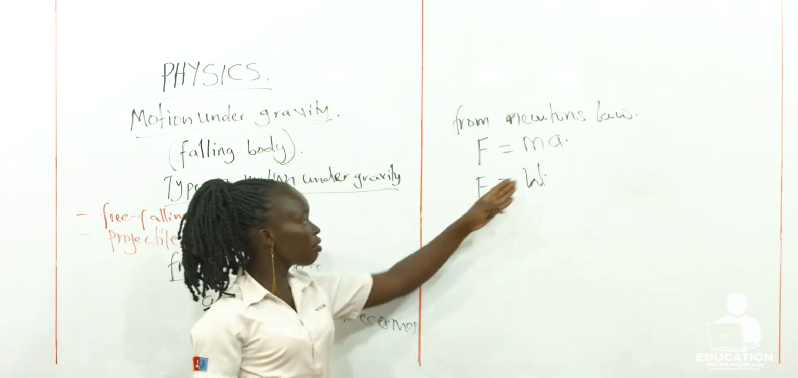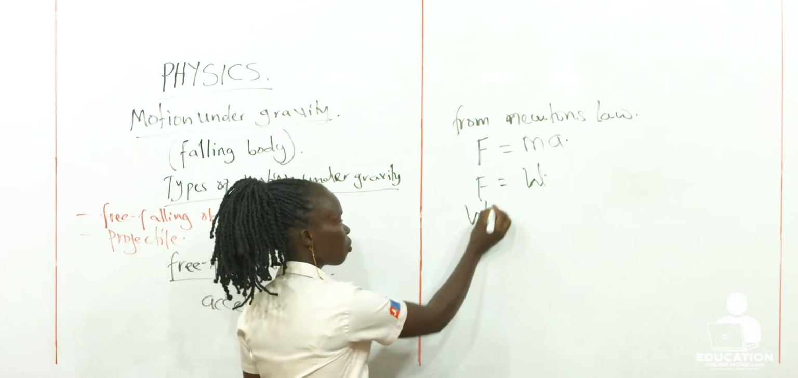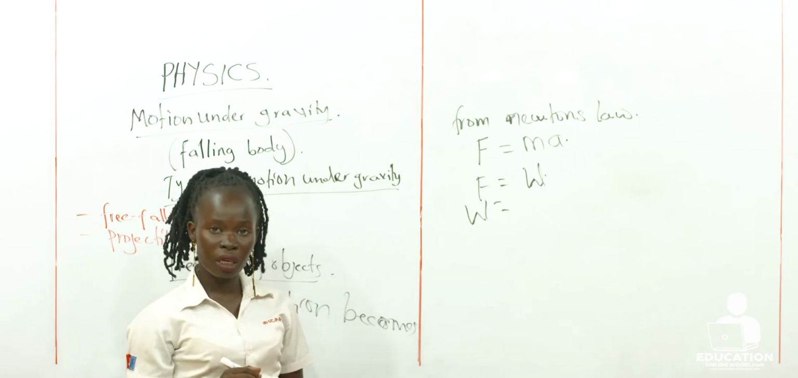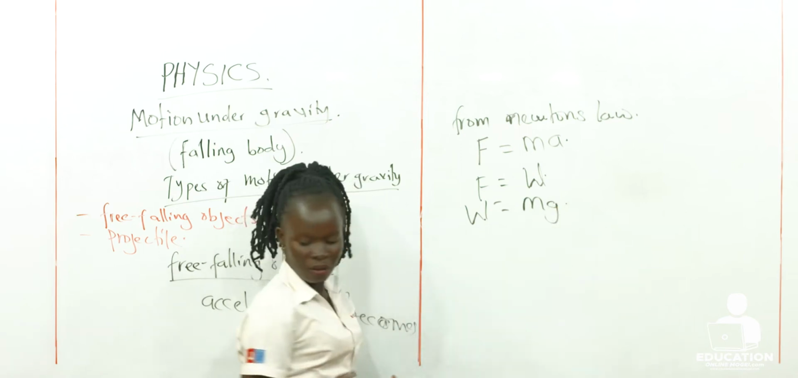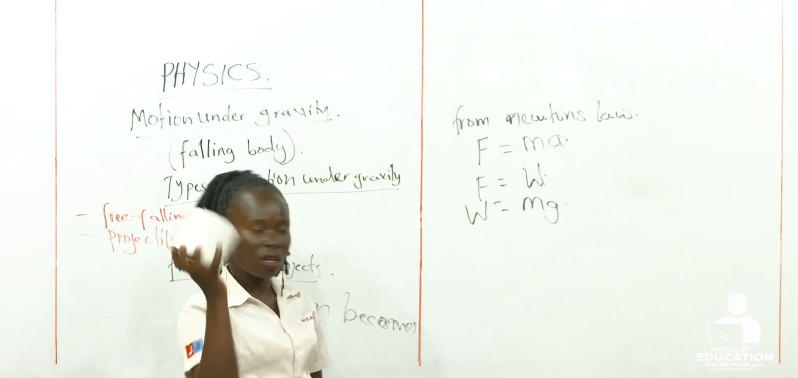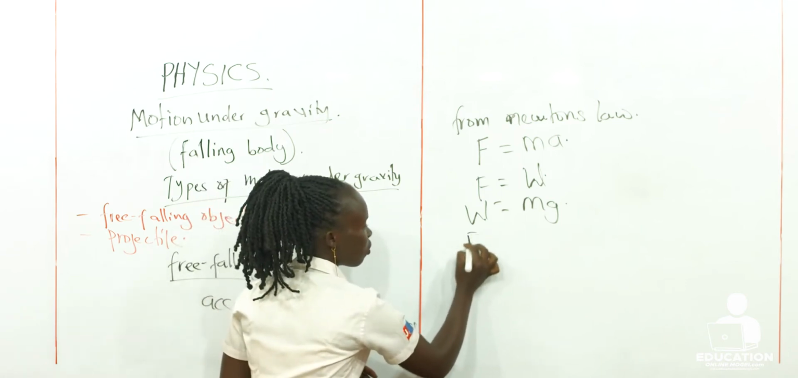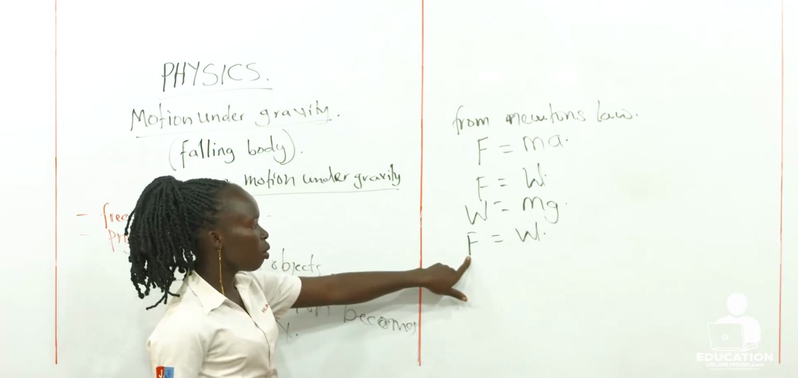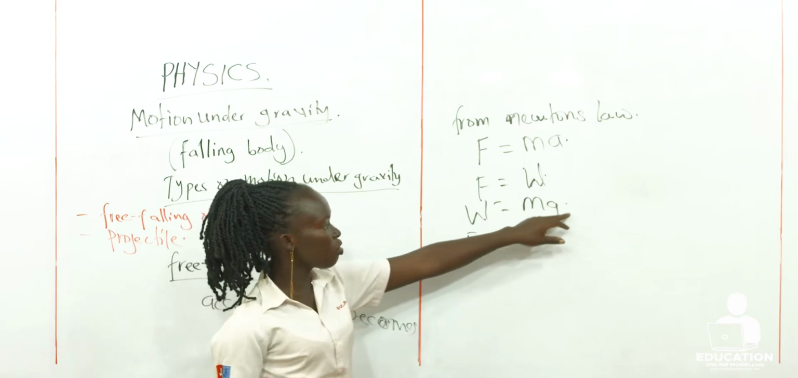So if force is equal to weight, let's look at this. What is weight equal to? We shall find out that our weight is equal to the mass of the body and the acceleration due to gravity. So it is this mass of the body and the force that is pulling it back downwards after you take it upwards. We have the value of force here, and we have the value of weight right here.